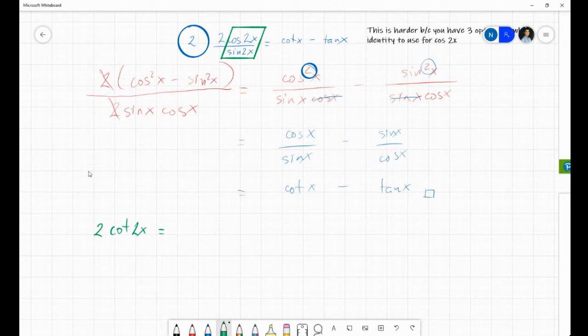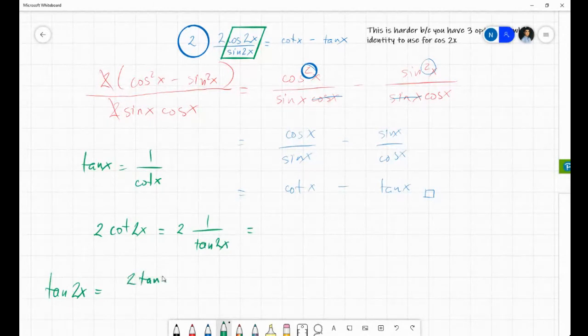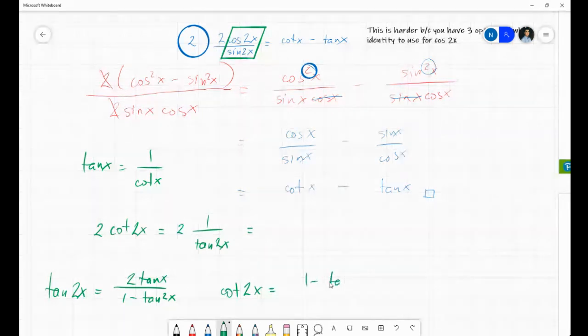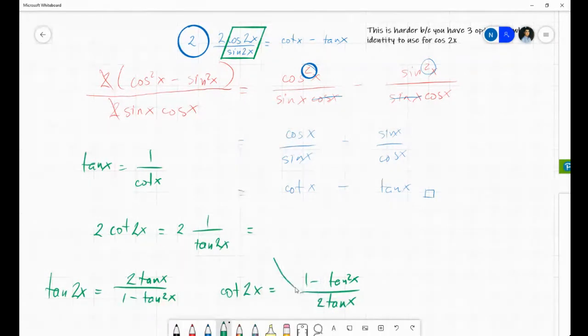But you do know the reciprocal. Tan x is 1 over cotangent x, right? So that means I can take the reciprocal of cotangent, or write it as 1 over tangent of 2x. Okay, so we know that tangent of 2x is equal to 2 tangent x over 1 minus tangent square x. So now if I take the reciprocal of that, I get cotangent of 2x: 1 minus tan square x over 2 tan x.